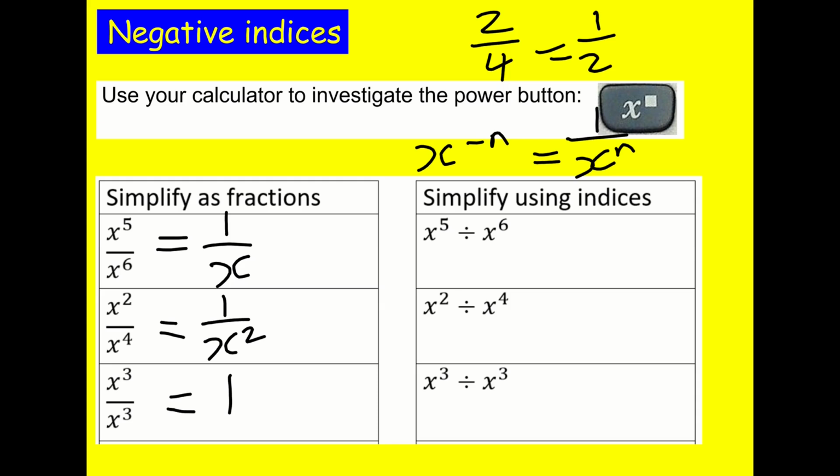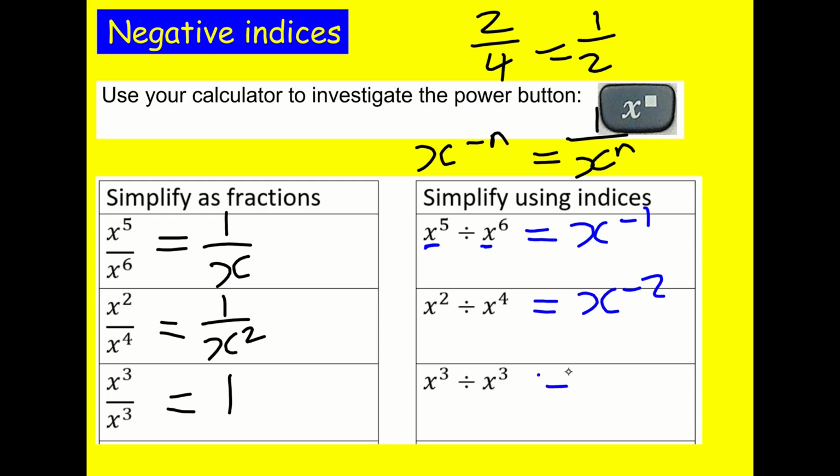Okay, we're going to do the same questions now, but we're going to use our knowledge of indices. When I am dividing two powers that have the same base, x and x, what I do is I subtract the powers. So in this case, I'm going to do 5 minus 6. I'm going to get x to the minus 1. If I do the same here, I subtract them, I'm going to get x to the minus 2.